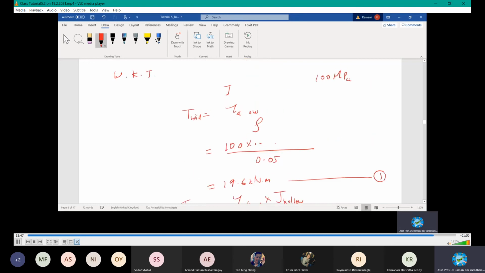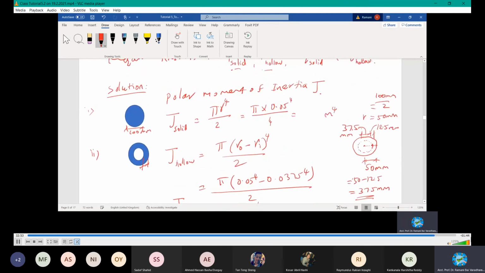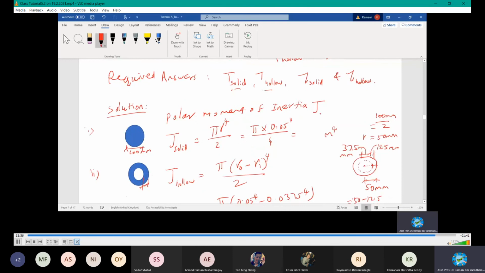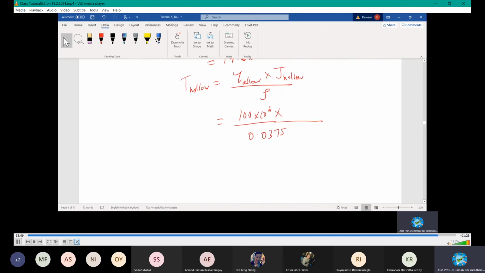How much is the value for this one? 0.0375. Right? A hollow distance, 0.0375. This one, the diameter. Distance from the center. Can you see my arrow here? The distance from the center to the point of interest on the hollow material. It will be 375. So substitute 375. You will get your answer for moment of inertia. You need to substitute here. You end up with T for hollow.